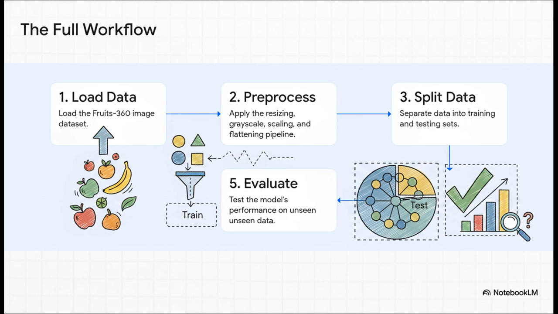We start by loading our big data set of fruit images. Then, we run every single one of those images through that pre-processing pipeline we just designed. After that, we split our data. We use most of it to train the model, but we hold back a small chunk to test it later. And finally, we'll see how well it performs on that test data that it has never ever seen before.